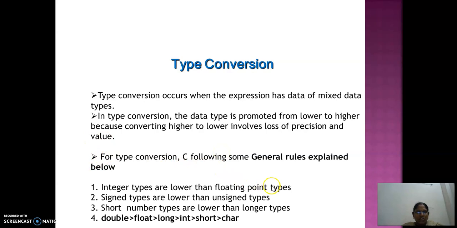Type conversion follows some general rules, explained below. Integer types are lower than floating point values. Signed types are lower than unsigned. Short number types are lower than longer types. So here is the relation: double is greater than float is greater than long is greater than int is greater than short is greater than character. That means the one having the highest priority is double, then float, long, int, short. The least one is character.